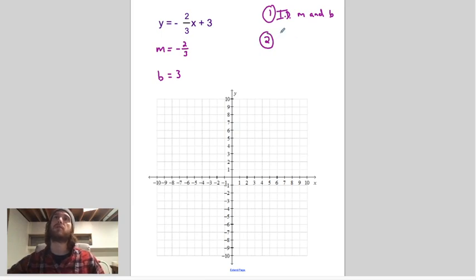Let's see. So step 2 is, actually this is kind of important. Right, we'll do that later. Let's plot the y-intercept. Kind of tweaking it a little bit to how I taught it in class today. Plot the y-intercept. Okay, so that's real easy.